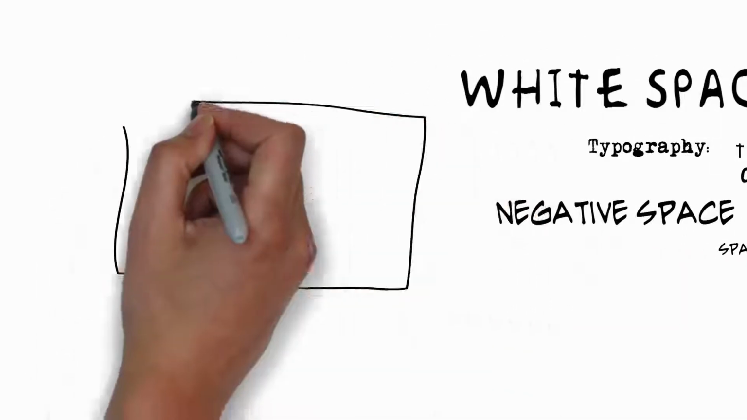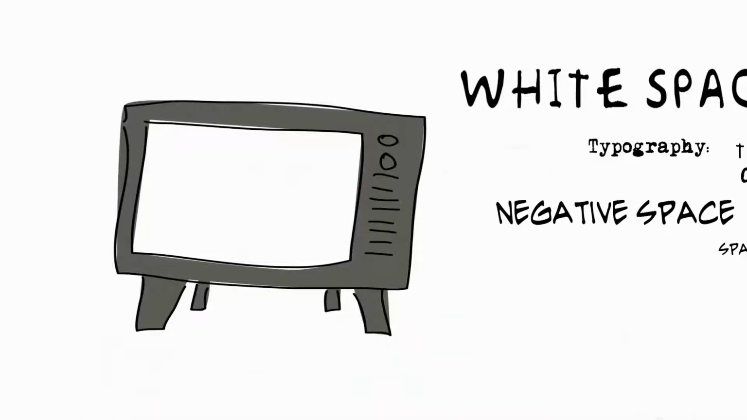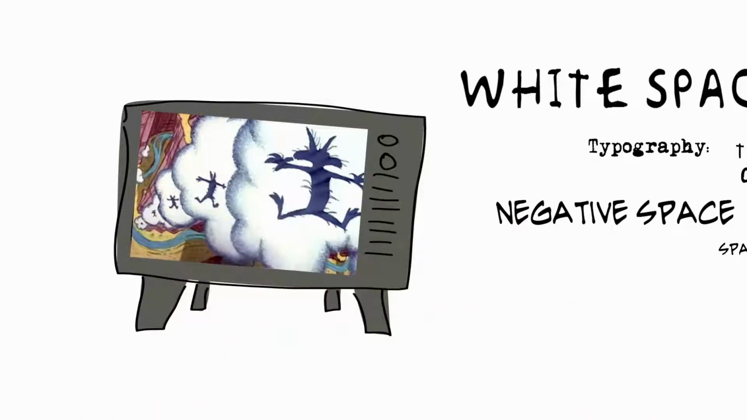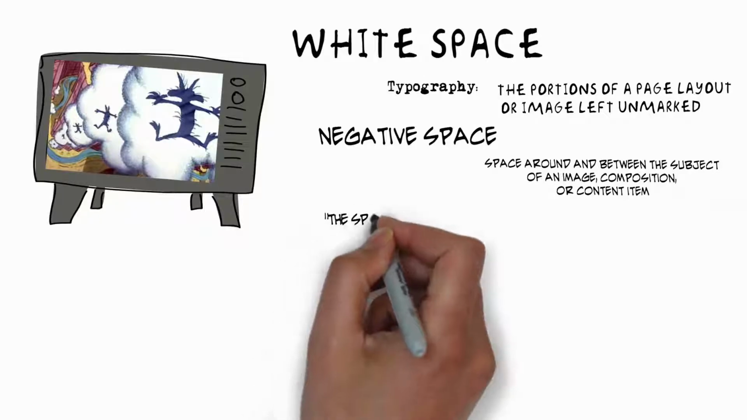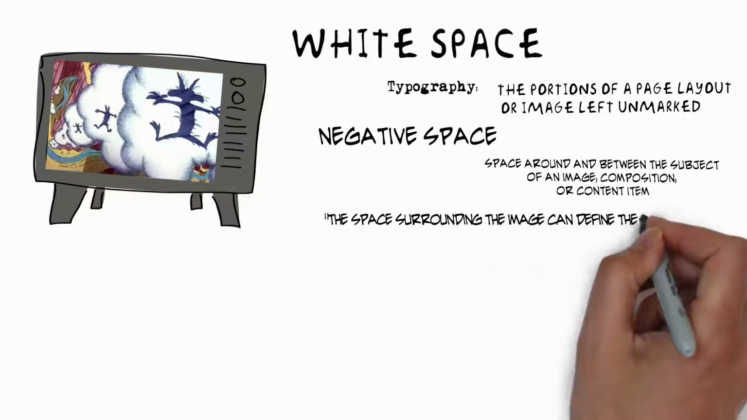A simple way to think about how unused space can be applied to identify a concept is to look at an old cartoon when a character goes through a surface and leaves an exact impression of their body in the surface, showing their exit. This illustrates how the space surrounding the image can define what the image is.